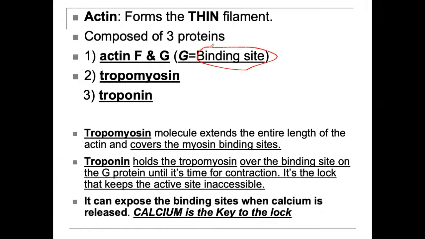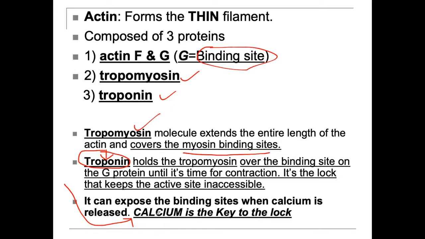So I'm going to show you the binding site. We'll show you tropomyosin and troponin again. So remember, tropomyosin is that molecule that extends, that's the rope or the string that covers the myosin binding sites. And troponin, remember, is the glue or the staple that holds tropomyosin in place. Now, what is it that can go after and remove troponin, that can remove the staple? What is the staple remover? The staple remover is calcium. The calcium that's stored in the sarcoplasmic reticulum.